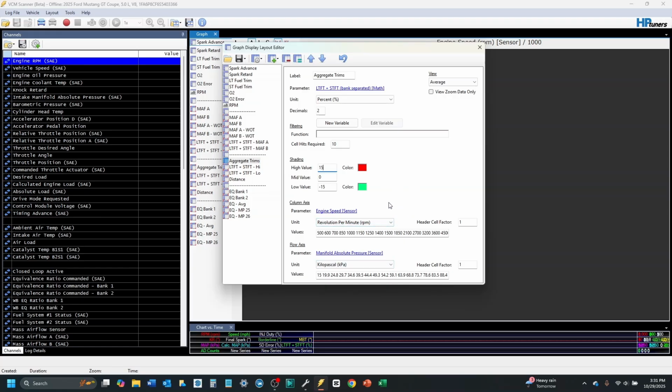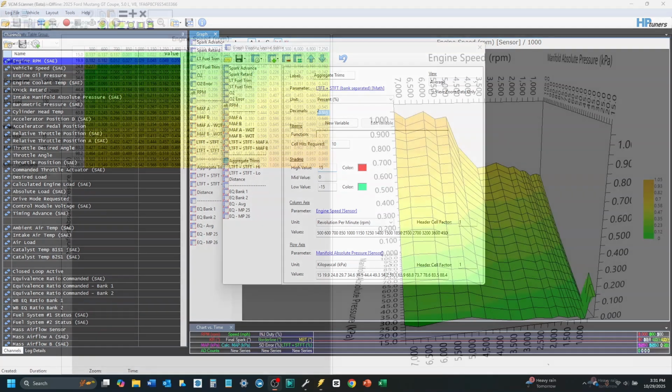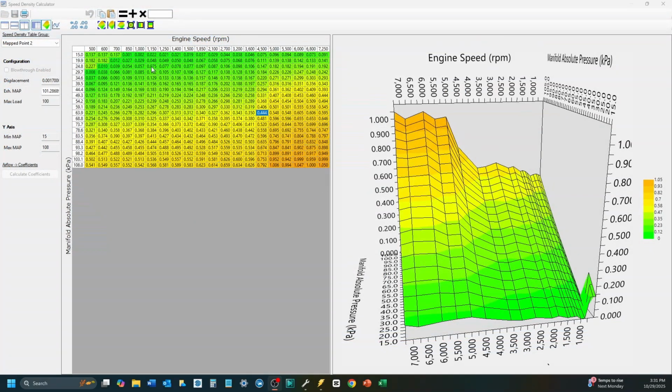So for the column, and I'm going to come back up here. The column is our, or it's these. Column is the RPM, right? This is one column, this is the next, this is the next, this is the next.